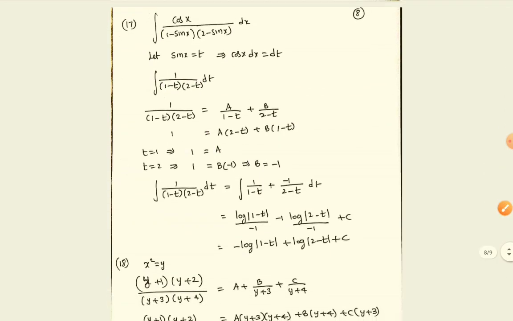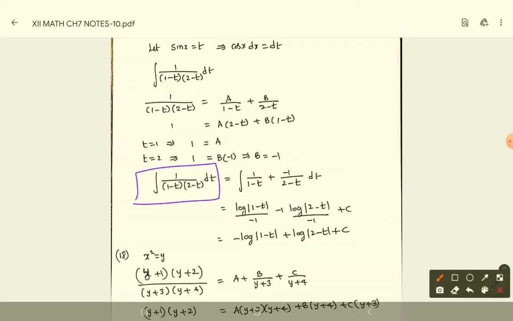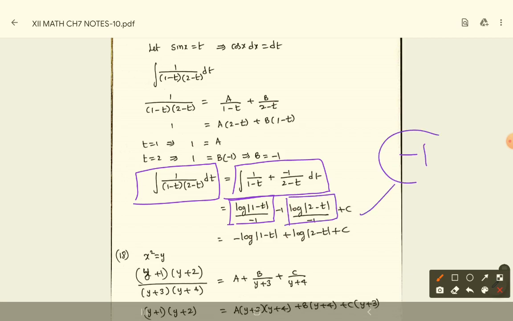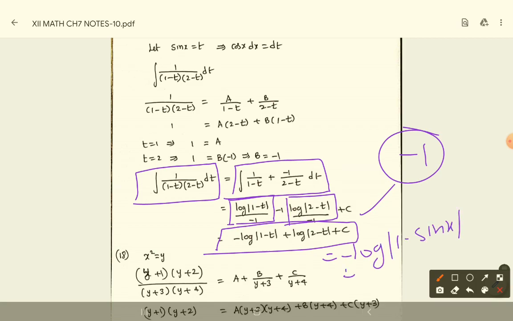After finding A, B values, as usual method, the integration of 1 by 1 minus t into 2 minus t will be integration of 1 by 1 minus t plus minus 1 by 2 minus t into dt. So it is log mod 1 minus t by minus 1, minus log mod 2 minus t by minus 1 plus c, because the minus 1 was divided in both the cases, because that is minus t, and the coefficient of t is minus 1, it must be divided for both of them. So finally we get the answer like this. Then substitute what is t, then you get minus log mod 1 minus sin x plus log mod 2 minus sin x plus c as our answer.